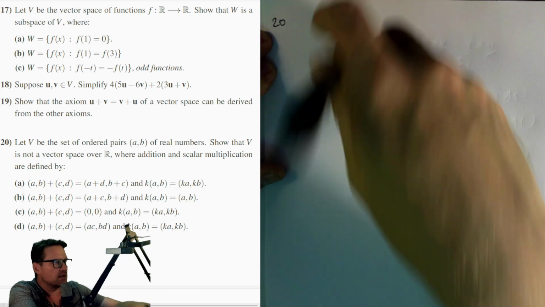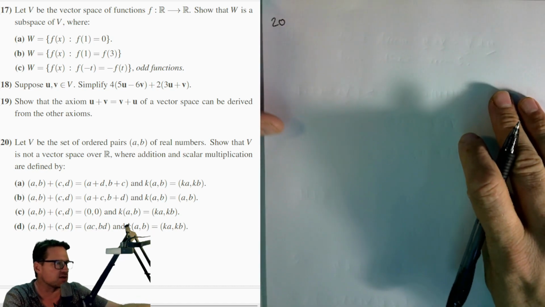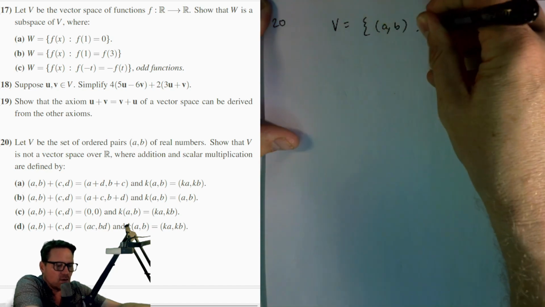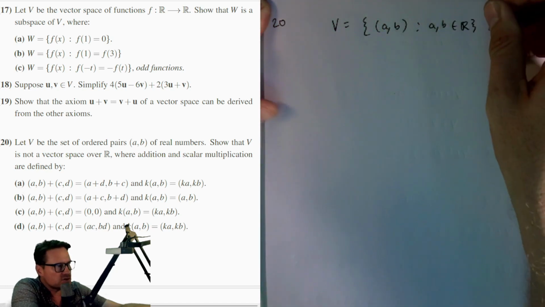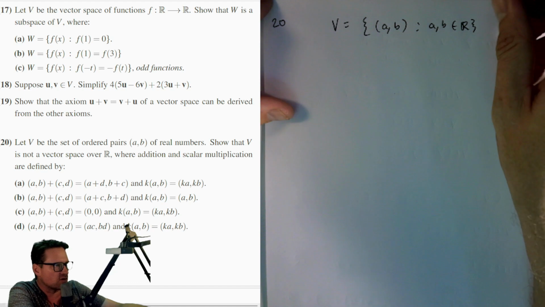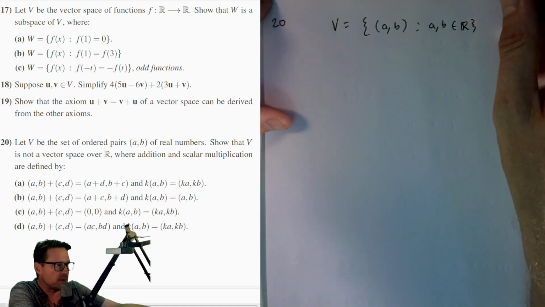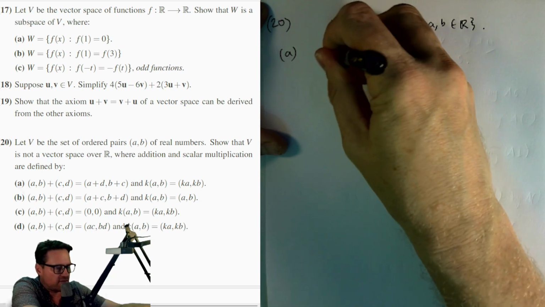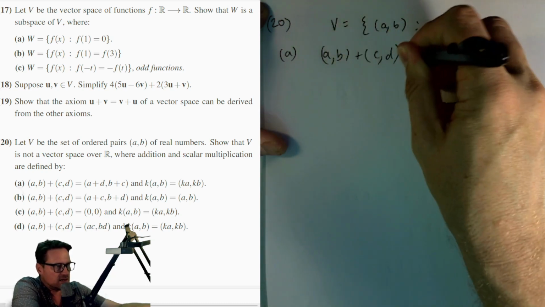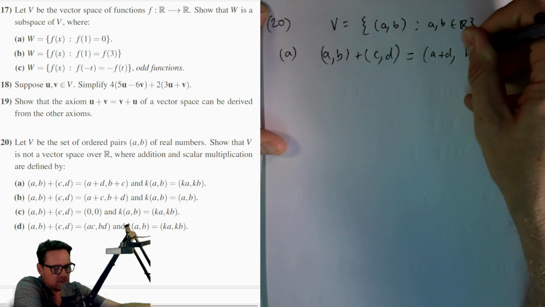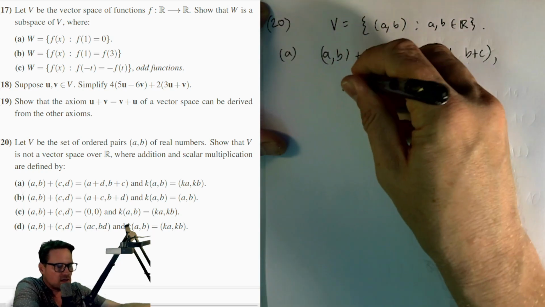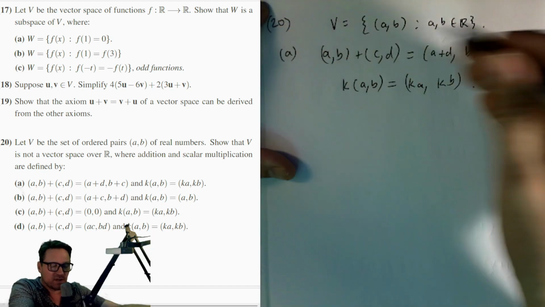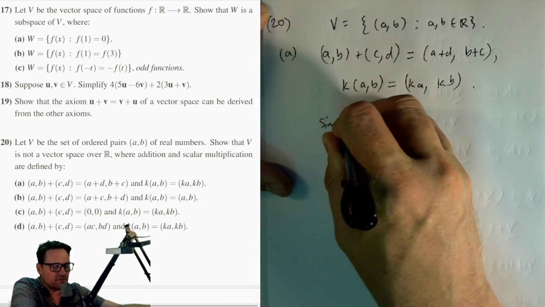Okay, Question 20. Let V be the set of ordered pairs of real numbers. So V is the set of all pairs (a, b), where a and b are both real numbers. Show that V is not a vector space over R, where addition and scalar multiplication are defined by, in part A, (a, b) plus (c, d) is defined as (a + d, b + c), and k(a, b) is (ka, kb). Okay, so let's begin with commutativity of addition.